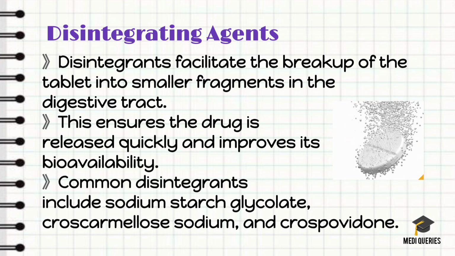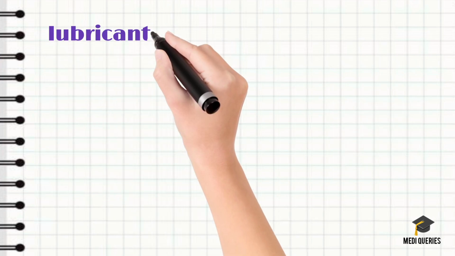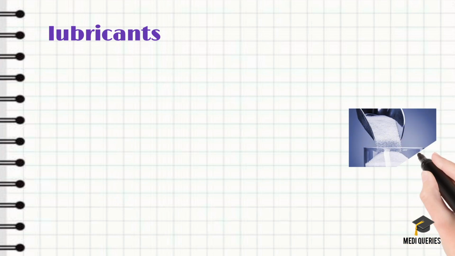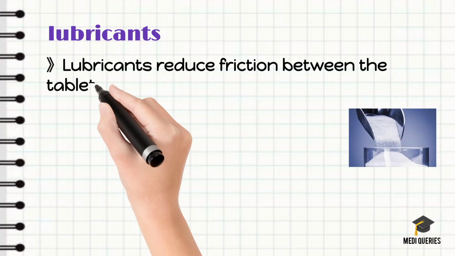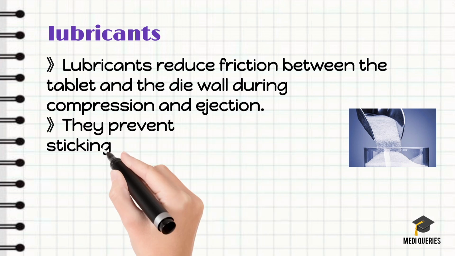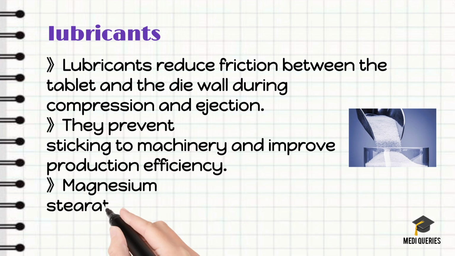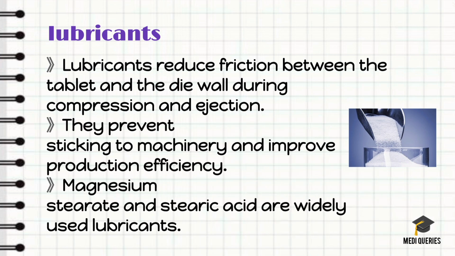Okay, and next one is the lubricants. Lubricants mainly reduce the friction between the tablets and the die walls during compression and ejection. They prevent sticking, which improves tablet flow and protects the machinery from wear. Common lubricants include magnesium stearate, stearic acid, and talc. Magnesium stearate is widely used, but in excess, it can slow drug dissolution.